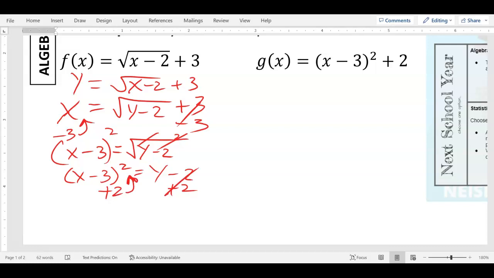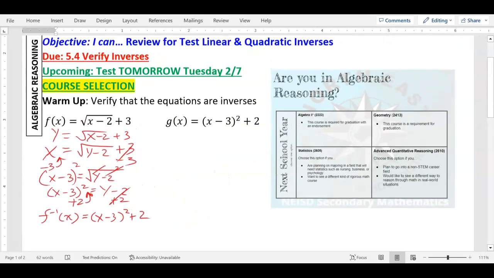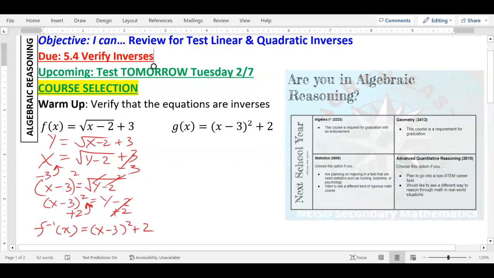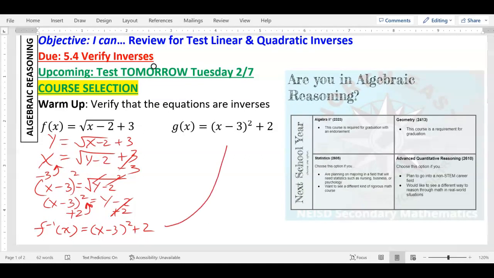Now, I'm going to write it as an inverse function. F inverse of x equals x minus 3 squared plus 2. Now, after all that, the question is, is that inverse function the same as that g of x? Are these the same?